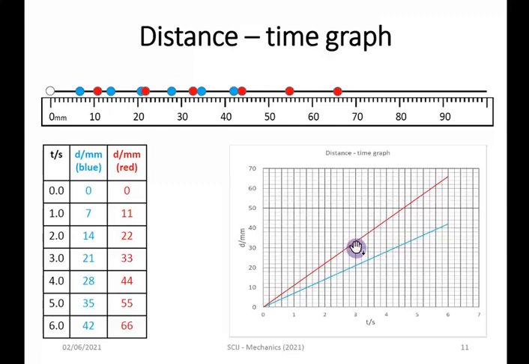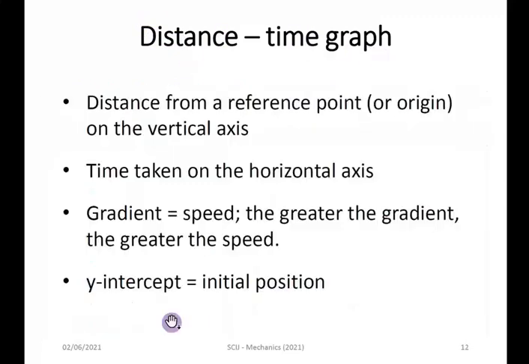So it shows clearly that the red particle was moving faster. So we use the gradient to indicate that the particle is moving faster or slower. That is for the distance time graph. So let's summarize for the distance time graph before we move on to the speed time graph.